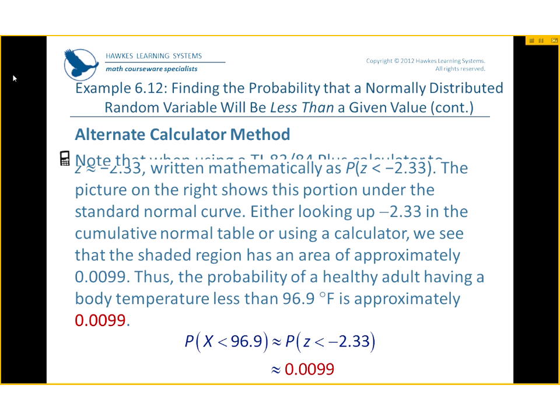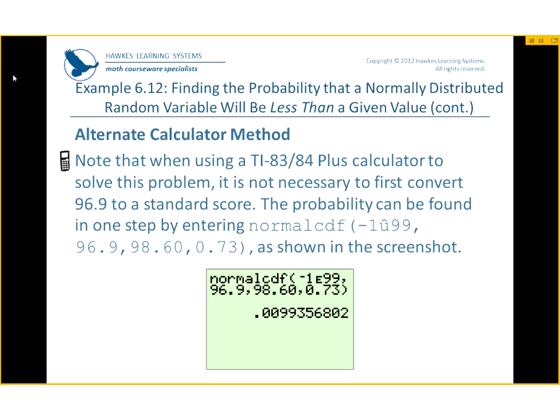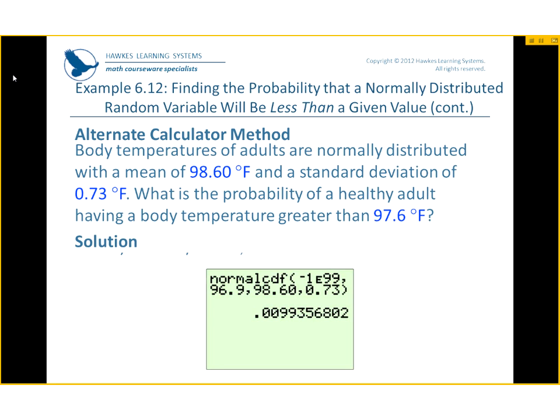But what we're going to do is actually put it into the calculator. So normal CDF, parentheses, negative 1 E99, comma, then you're going to put in the value that you're looking for, next is your mean, next is your standard deviation, and then you close parentheses and you get 0.0099. And you only have to give me 4 decimal places.